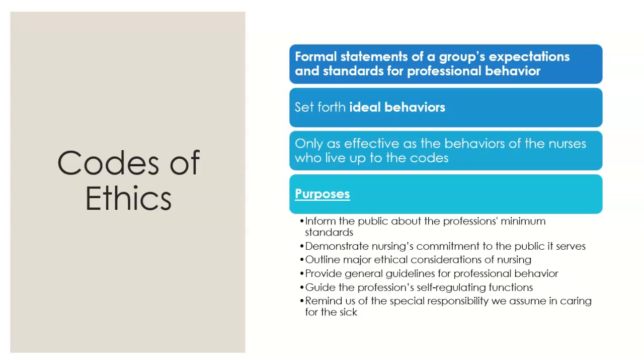So the code of ethics are formal statements of a group, and this doesn't just include nursing. Many professions have codes of ethics. But it's a formal statement of a group's expectations and standards for professional behavior for that group. Within the group, it sets forth ideal behaviors from the individuals in the group. The Code of Ethics for a group is only as effective as the behaviors of the nurses who live up to the codes. So the Code of Ethics for nurses is only as good as the people who live up to the code.